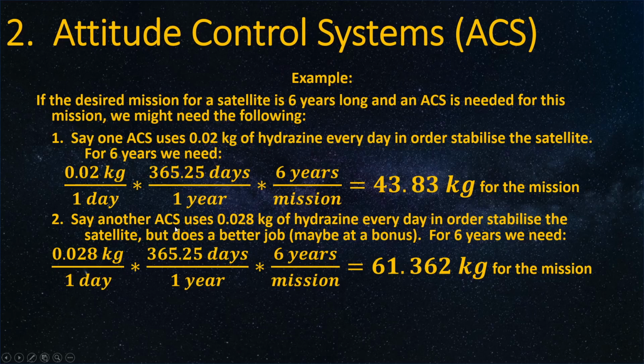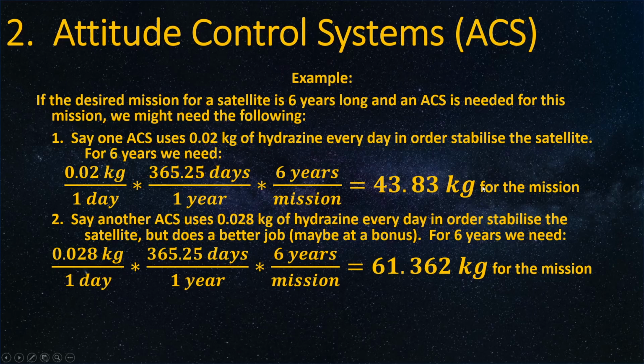Let's say we have a different ACS that's actually much better and therefore gets us better results and hopefully more points, but it comes at the expense of needing even more fuel. So we would have to load up, if it uses 0.028 kilograms every day, when we calculate that the same way, we would need instead 61.3, or almost 61.4 kilograms.